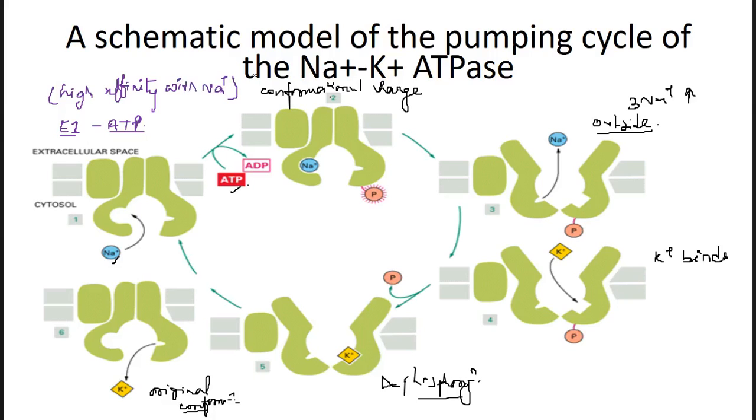Now after the ATP is hydrolyzed, this E1 state changes to E2 state. After the aspartate residue is phosphorylated, this conformation changes to the E2 conformation. And this E2 conformation has high affinity for potassium.